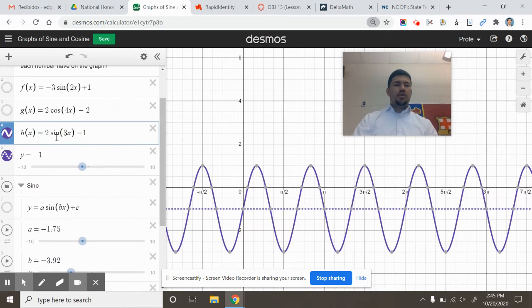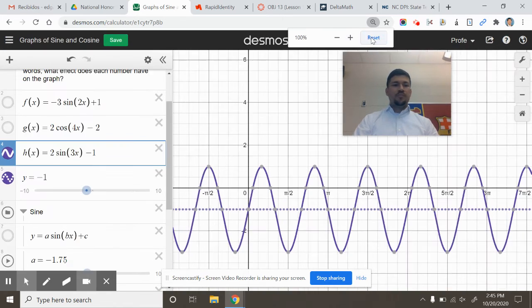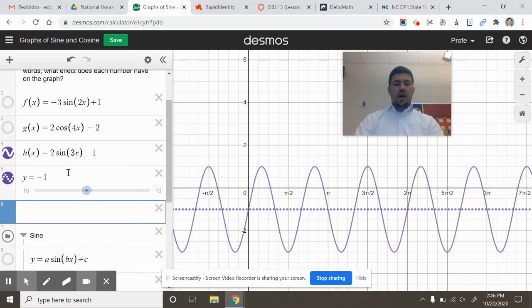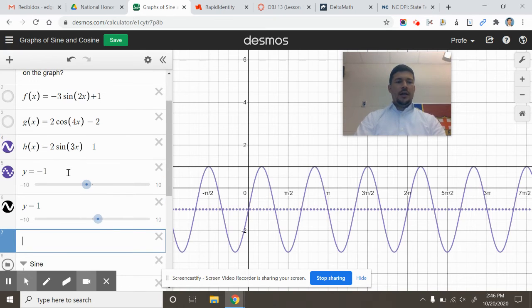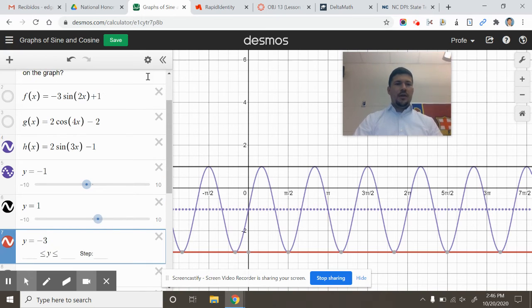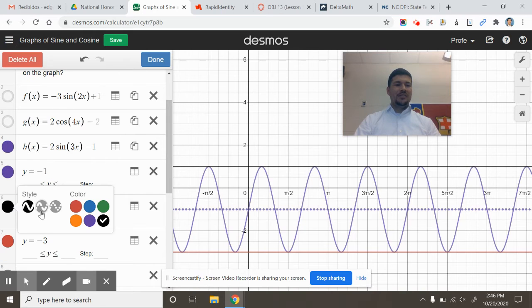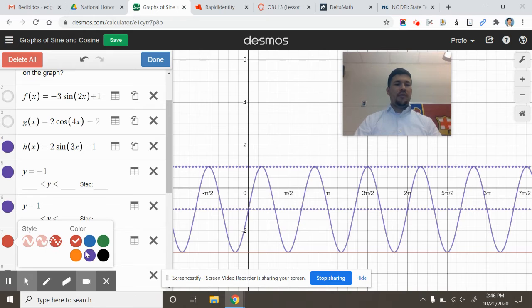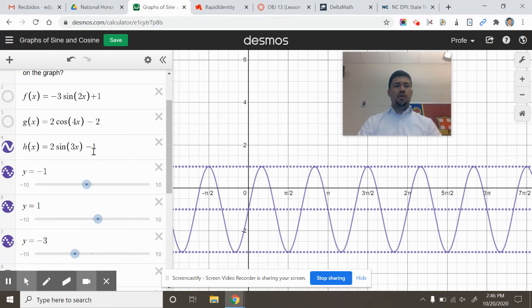So the number 2 determines the amplitude. It means that this wave is going to be 2 units high. In other words, you can picture a line at y equals 1 and a line at y equals -3 and use those as guidelines for the way that I graph this function. So now hopefully you see the meaning of the 2 and the -1.